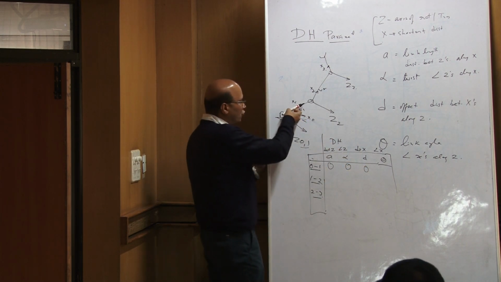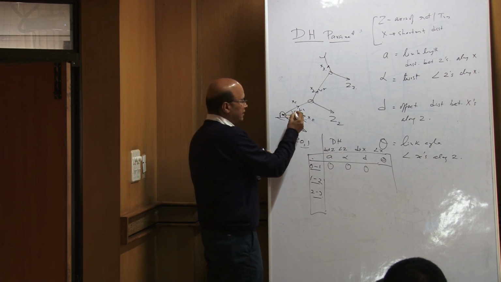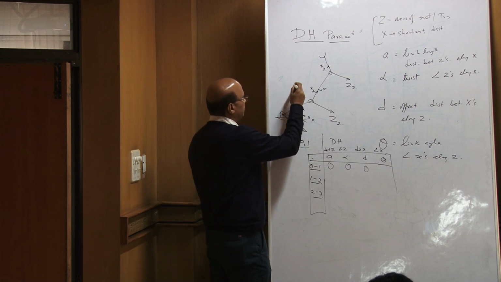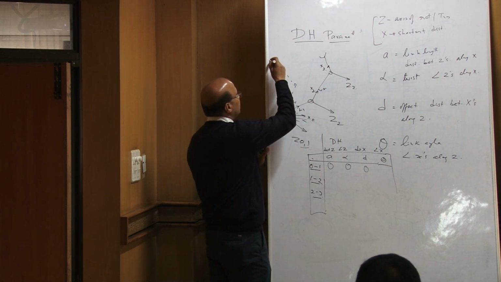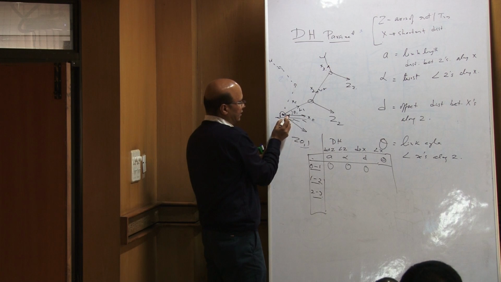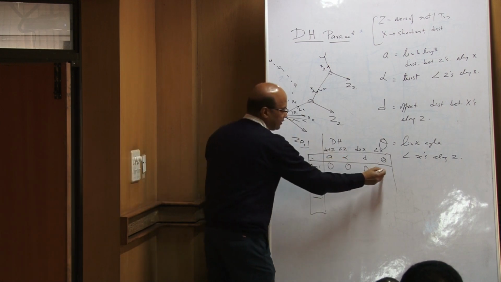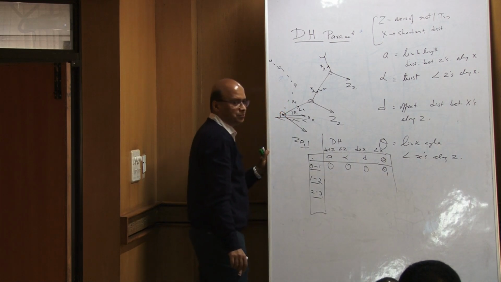Now when the link moves, what changes? This angle changes. That is my theta 1. If you can imagine the link moving, it comes here, then it goes there, then it goes there. So what has changed is the angle between x1 and x0. So my variable is theta 1, which is the first variable angle.